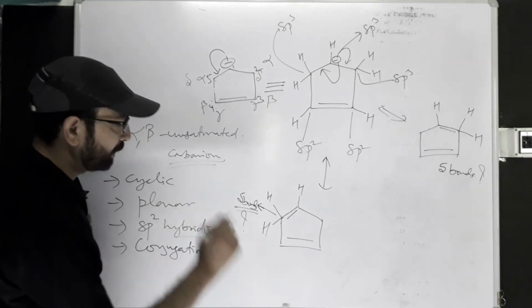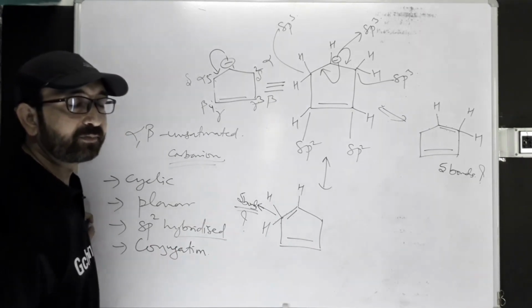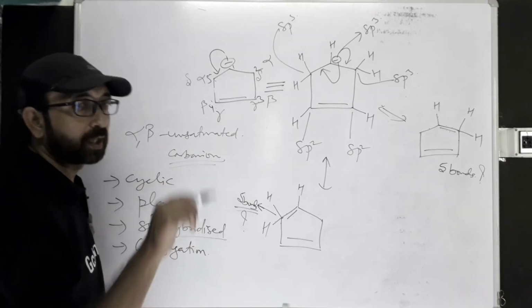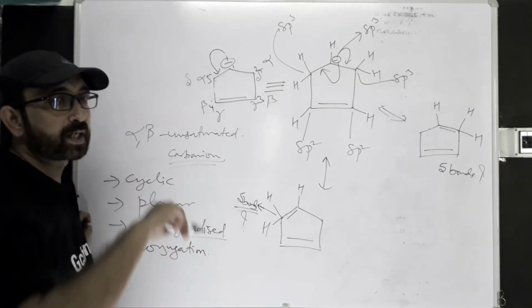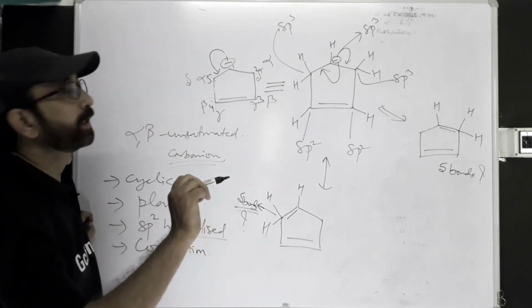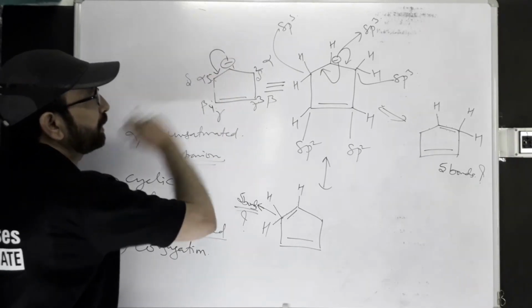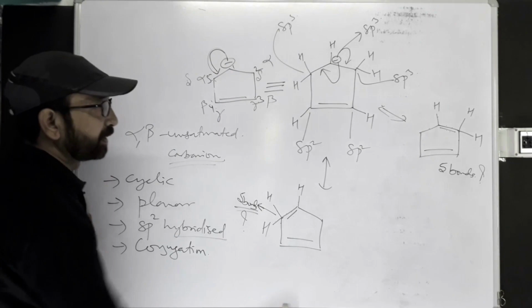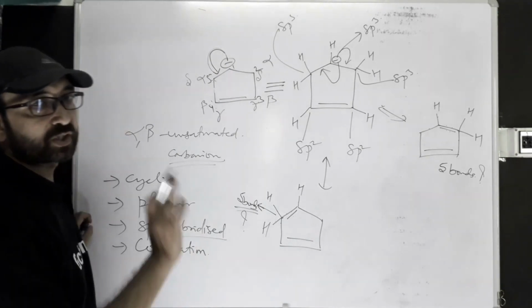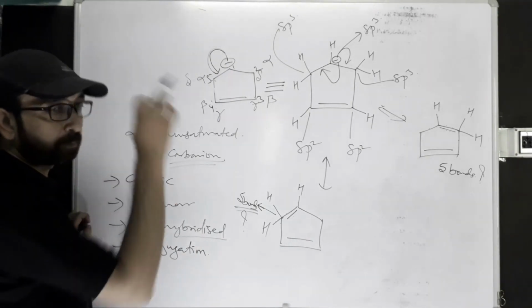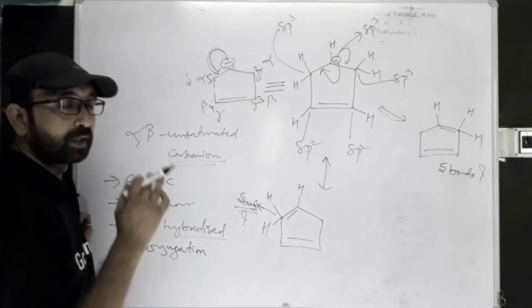Conjugation should be there. If the molecule is planar, conjugation will continue. If the molecule is not planar, conjugation will stop there. Then and there it will stop. So see, this is sp3, this conjugation is stopped here. Correct? This conjugation is stopped here. So the complete conjugation is not available.